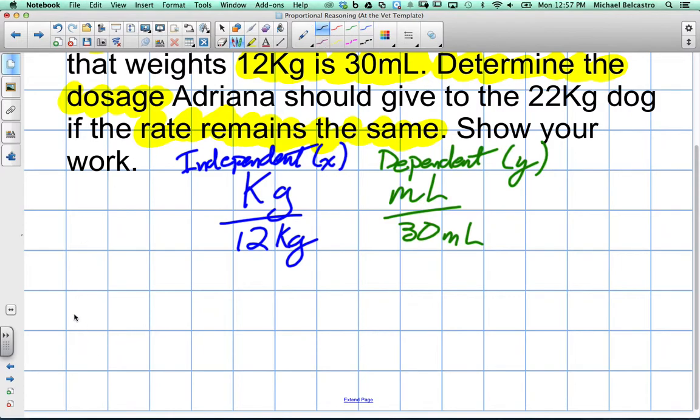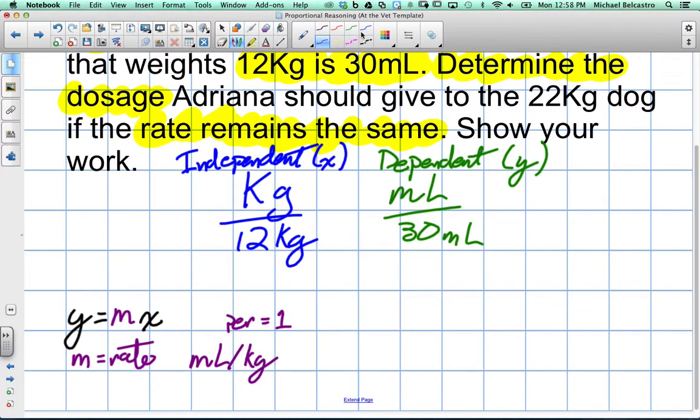So the equation we're going to try to use, because it's a direct variation, is y equals mx. And m is our rate. We're trying to figure out what the rate is, and because our independent is x, we want our rate to be per kilogram. The per means 1. So we're looking for milliliters per kilogram. This slash here means per. Per is the idea of the number 1. So we're going to change our kilograms to a value of 1.